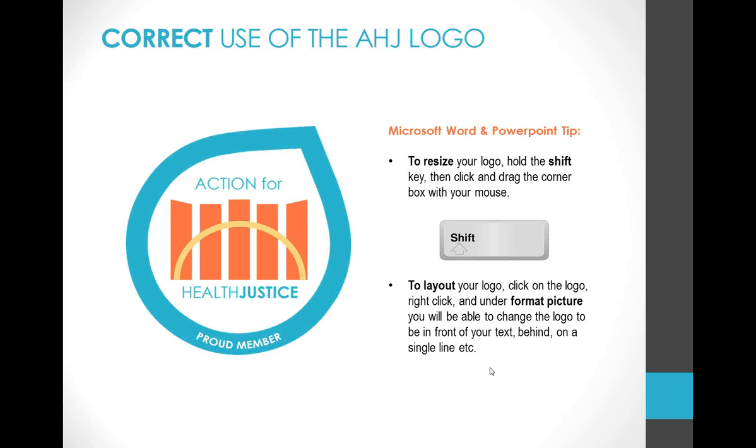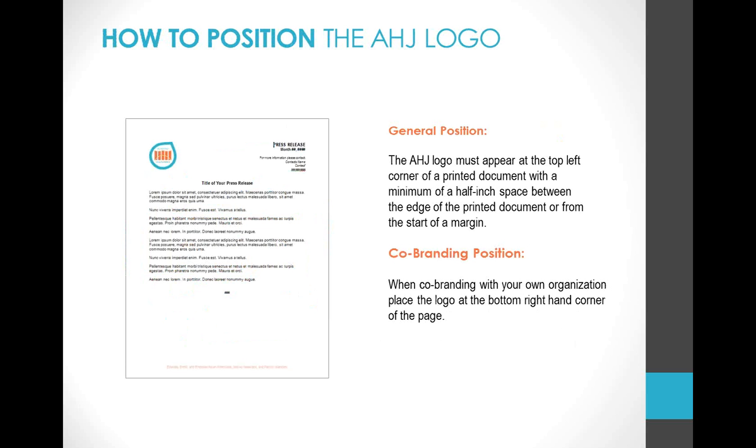To lay out your logo, if you have text on your page and you don't know how to control the logo because there's so much text, you just have to import the logo, right-click the logo, and then under Format Picture, you'll be able to change the logo to be in front of your text, behind the text, on a single line, and so on. There are different features for you to be able to control that. So all you have to do is right-click and click on Format Picture.